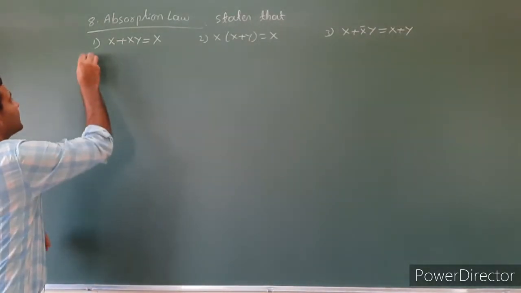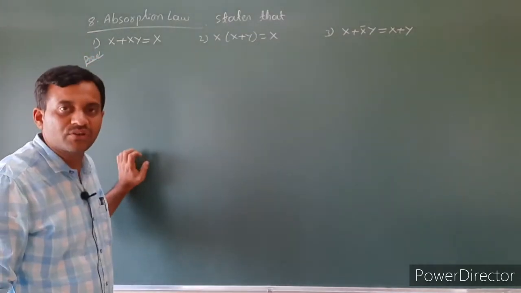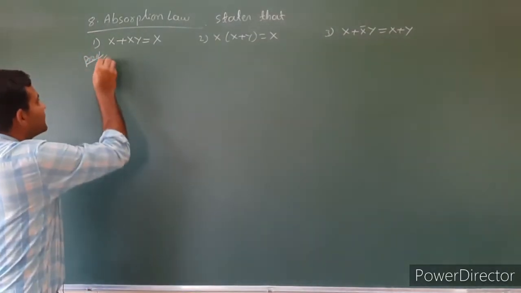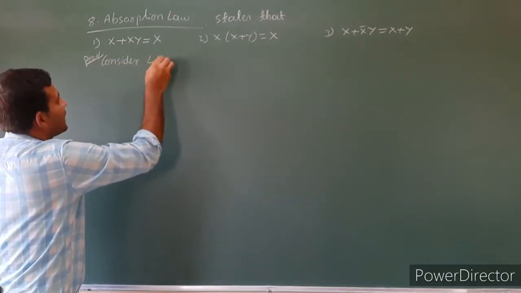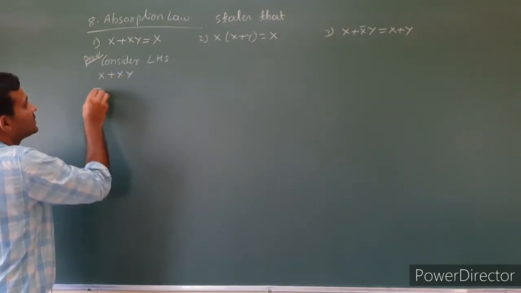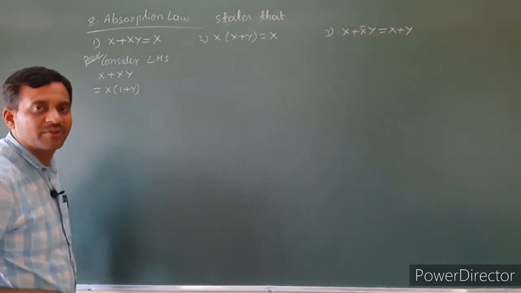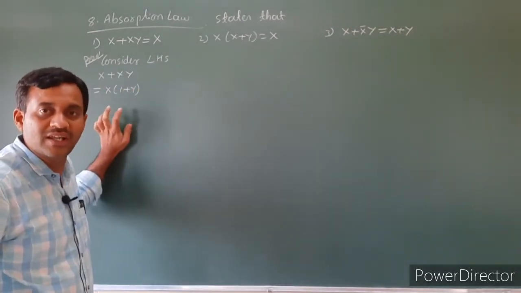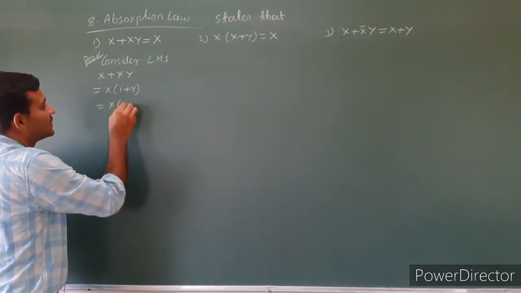Consider the first one, x plus xy which is equal to x. Consider left hand side. Here it is x plus xy which is equal to x of 1 plus y. Just take x common from both the terms. Then replace 1 plus y which is equal to 1.